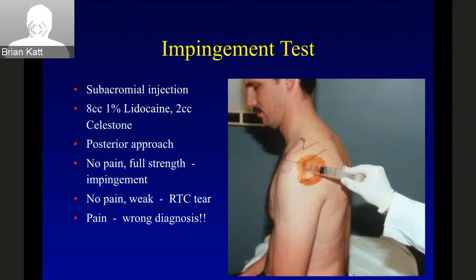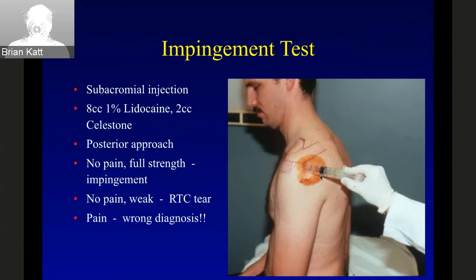So here's just an example of giving an injection. And this is what we call the impingement test. If they have impingement or just irritation, let's call it that, or tendinitis, and we give an injection of Novocaine, and I'll also combine it with some cortisone just so you only have to get one stick, and then we'll wait about 5 or 10 minutes, come back and examine again. If your pain's gone, then you got it.